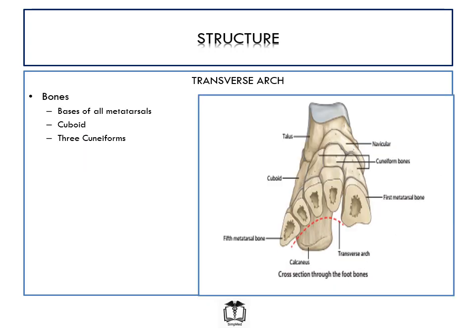The last arc is the transverse arc, and the transverse arc is formed by the combination of three major forms of bones. This includes the base of all metatarsals. So all the metatarsals are involved in the formation of the transverse arc, the cuboid bone, and the three cuneiform bones. So you could see the three cuneiform bones present here alongside the cuboid bone will form the proximal part of the transverse arc, and then all the metatarsals are involved in the formation of the distal part of the transverse arc.